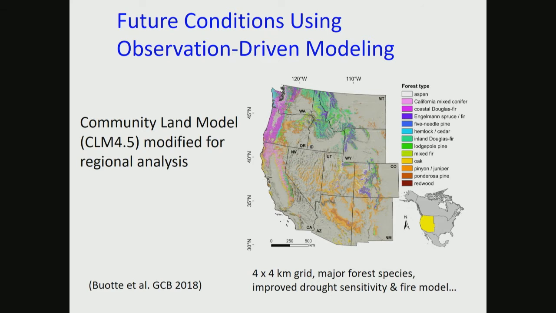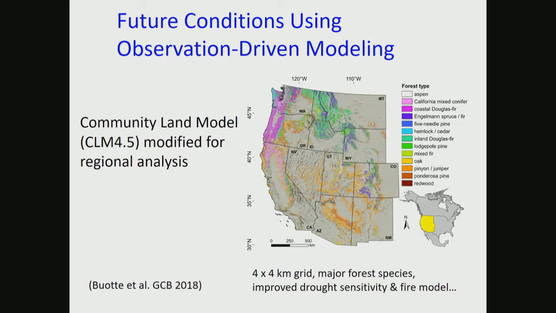We run it with major forest species rather than plant functional types. So we have 13 here. And then we improve drought sensitivity in the model by using a global data set on drought sensitivity by species. And then we've improved the fire model to work better at this kind of scale. A lot of the issues with the fire model is the ignition sources.